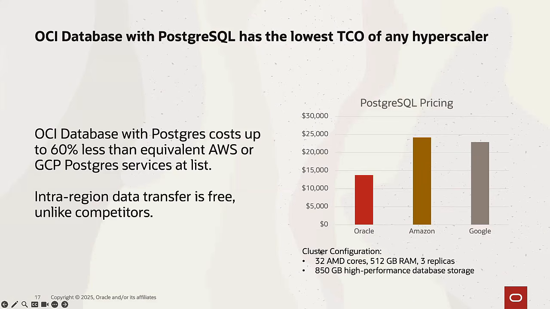And so when you take this configuration, which is a typical configuration of an enterprise scaled workload, a large workload at that, we come in 60% lower apples to apples when you're looking across other providers. We also have inter-region data transfer free. Competitors can bill for that. So generally speaking, we are at a cost advantage to other providers.